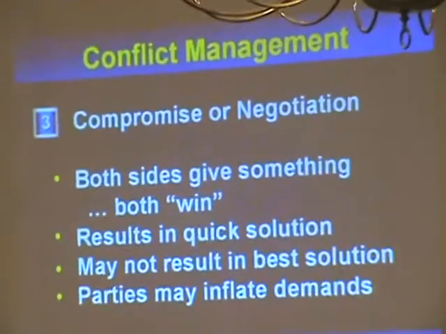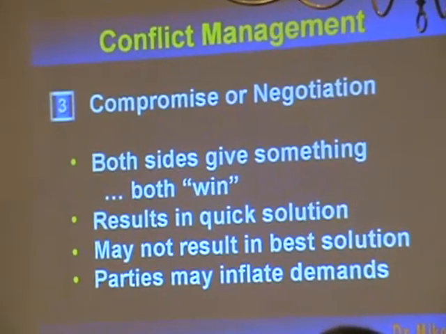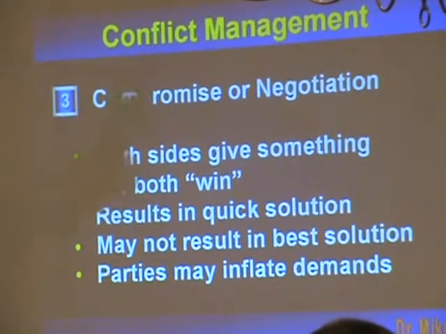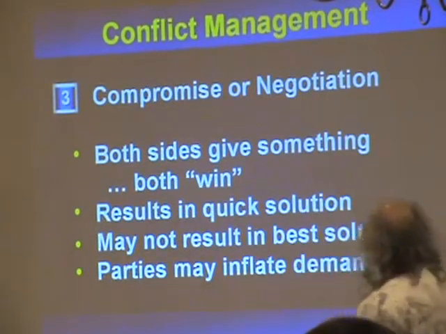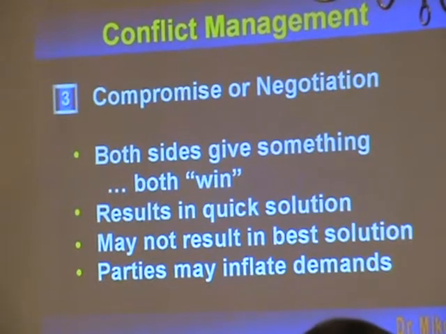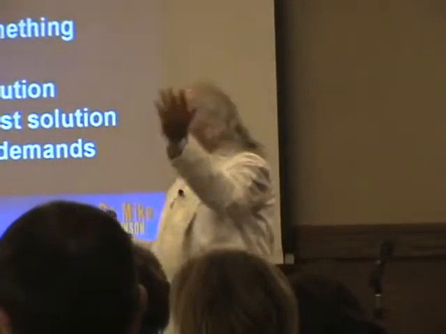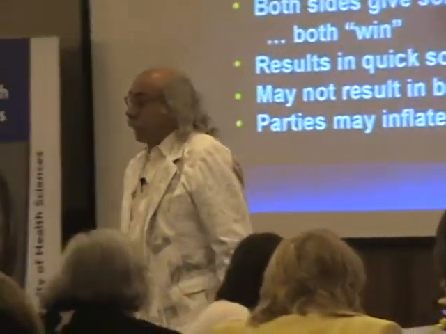Third one is compromise, also called negotiation. In this kind of thing, you can have a sort of win-win situation, but what happens is both sides give in to something. Both sides end up saying, okay, you do this and I'll do that. If both sides are willing to do that, you can get a quick solution. I can solve the conflict now because I've done one thing, you do another, and that's okay. But it may not give you the best solution.